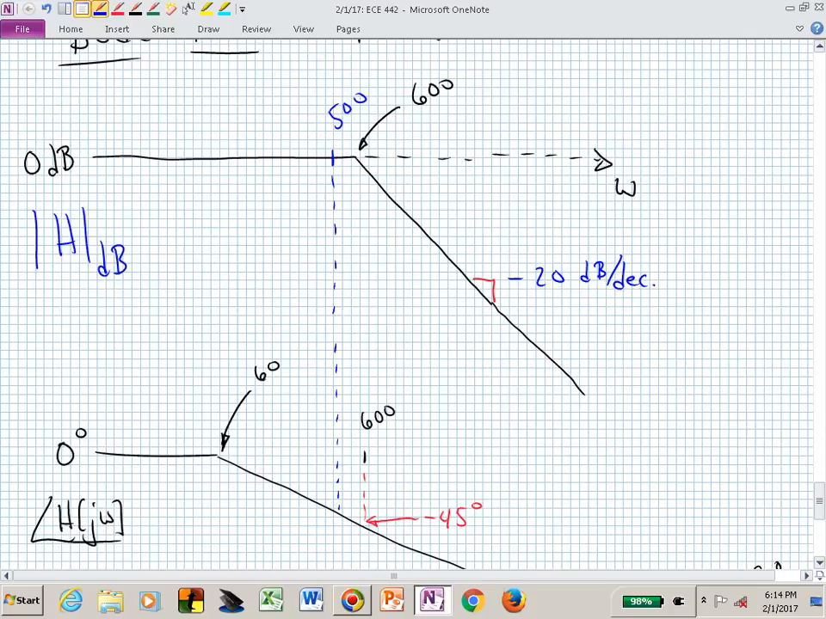It's not going to be 0 degrees. It will be shifted in time, won't it? And it'll be shifted closer to minus 45 degrees than 0 degrees because of where 500 lies relative to 600.